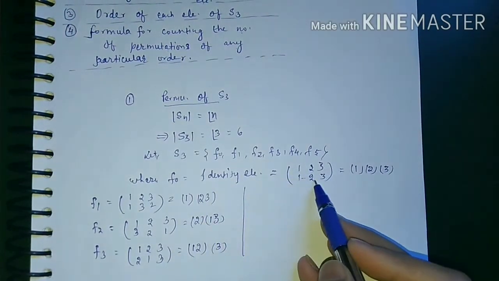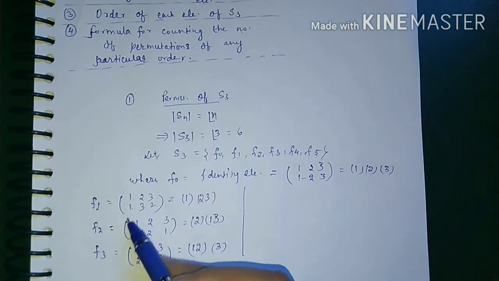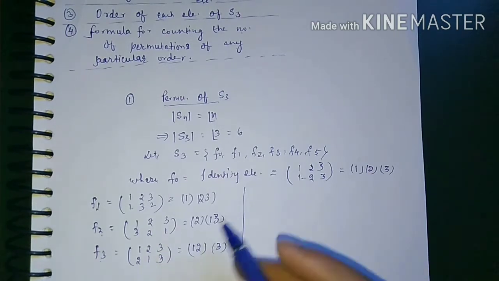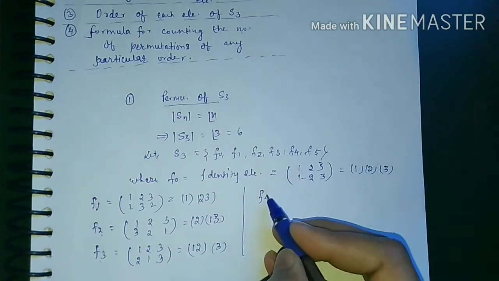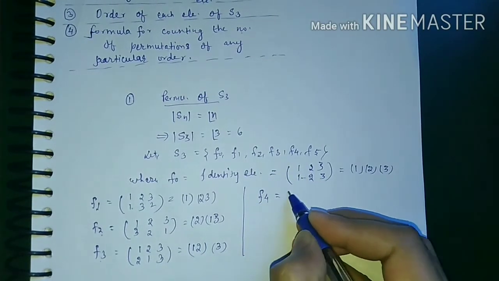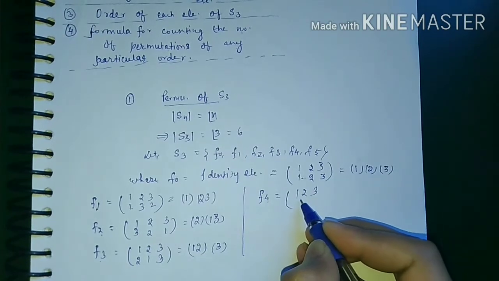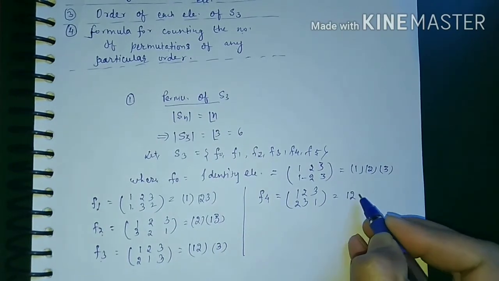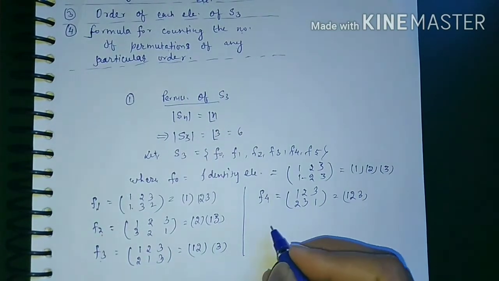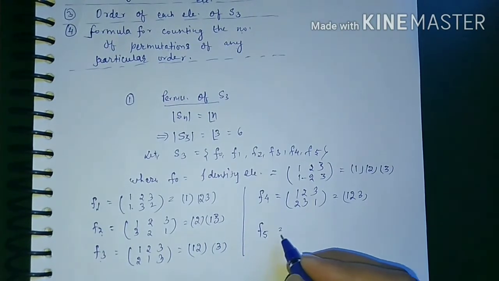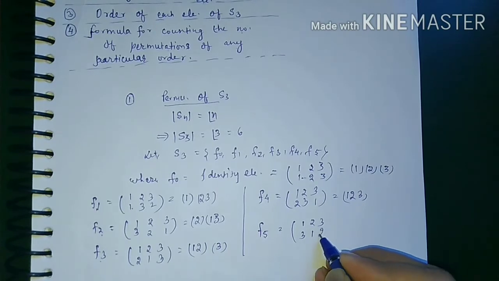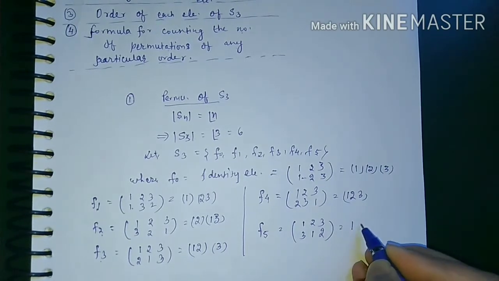In F1 only 1 is self-mapped, in F2 only 2 is self-mapped, and in F3 only 3 is self-mapped. In the remaining 2 permutations, no element is self-mapped. And let F4 be (1,2,3), where 1 maps to 2, 2 maps to 3 and 3 maps to 1, and it is equal to the cycle (1,2,3). And let the last element, F5, be a permutation where 1 maps to 3, 2 maps to 1 and 3 maps to 2. It is equal to (1,3,2).